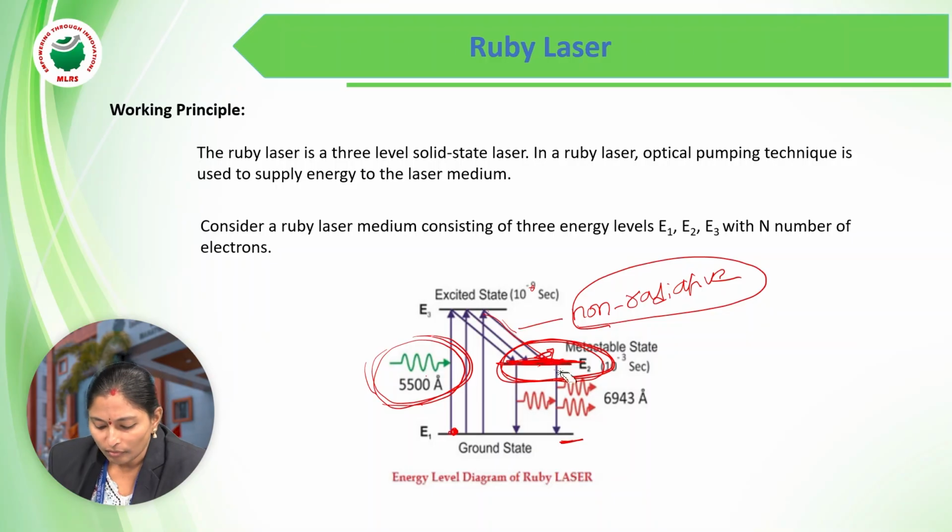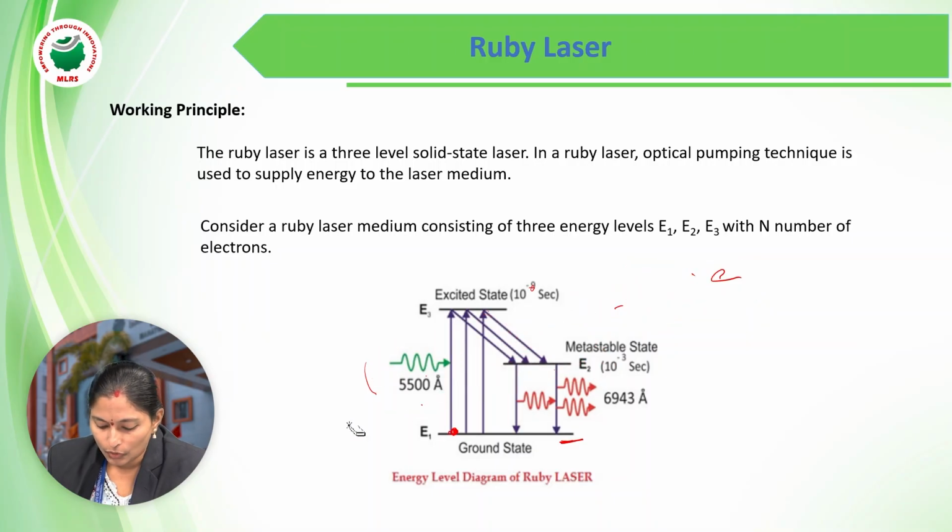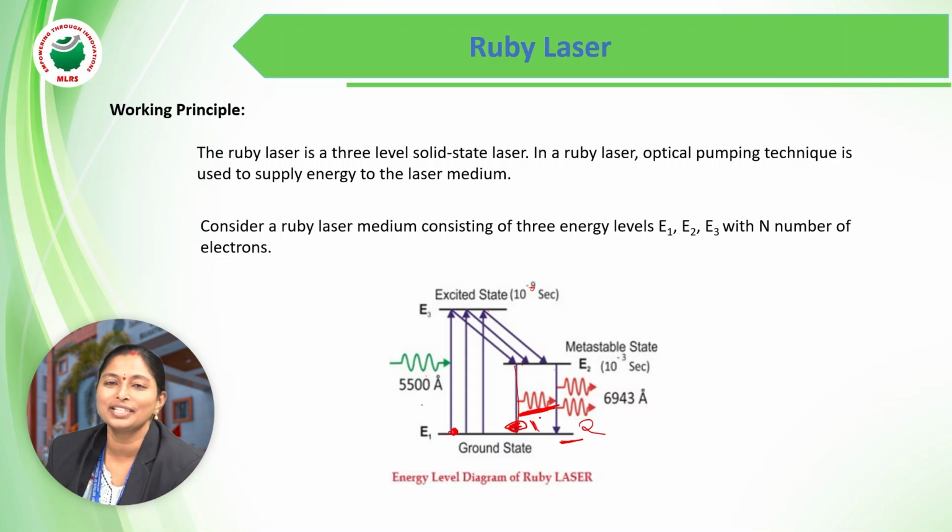Now after this, what is going to happen? The photon is emitted from E2 to E1. Again the photon is going to be emitted. If you observe this, this is a very easy energy level diagram. From E2 to E1, the photon is emitted. That means this is the spontaneously emitted photon. This is not the stimulated emission photon. This is the spontaneously emitted photon.